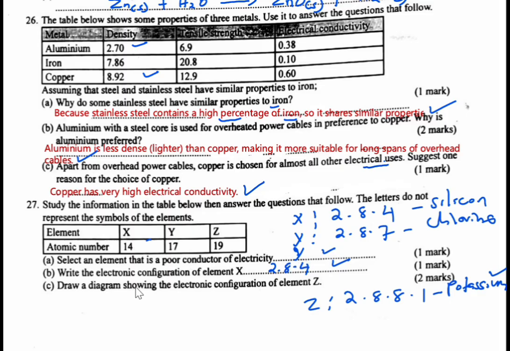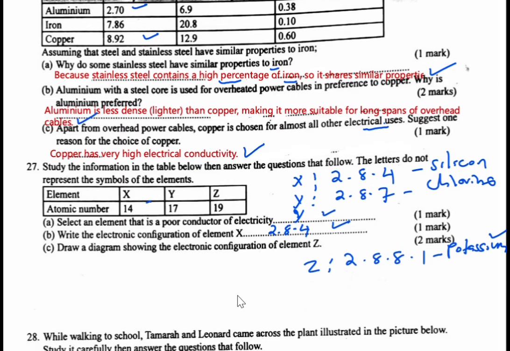So when we have 14, we write it this way: 2 plus 8, it is 10, 10 plus 4, we get 14. Therefore, that is the electronic configuration of element X. So that is the answer to part B.